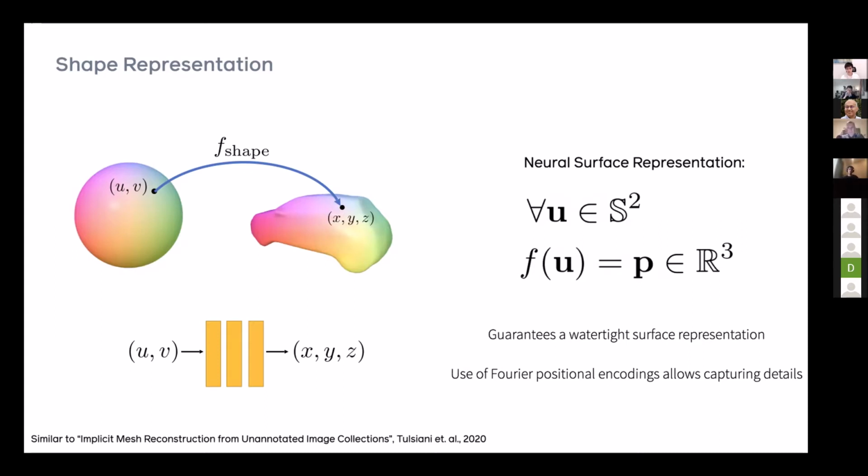And this gives us some very nice properties in that it guarantees a watertight surface by construction. And similar to what we do in neural radiance fields, using positional encodings to encode points on a sphere lets us still capture reasonably high frequency shapes, such as the monitor that we saw earlier, which had some of these thin structures. And so the shape representation at a high level is extremely simple. It's a neural network that maps a point on a sphere to a 3D coordinate and thus induces a deformed mesh.